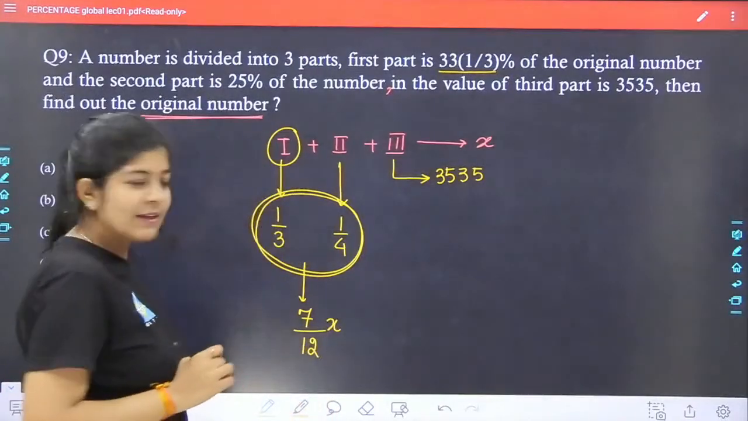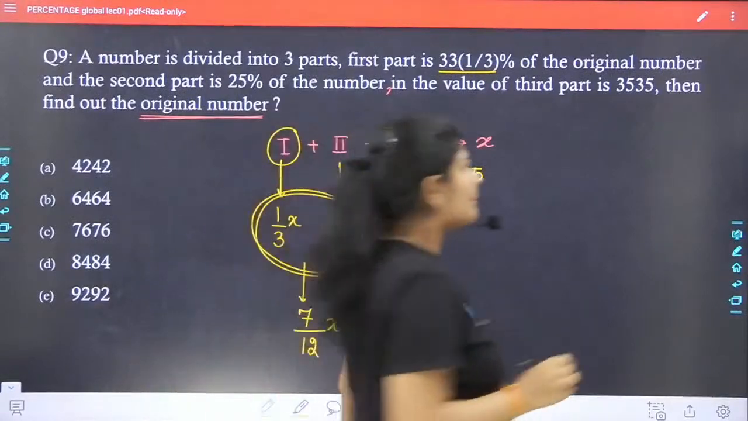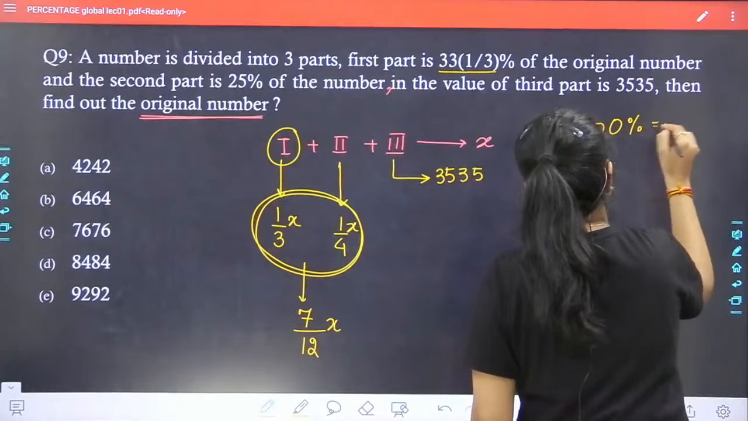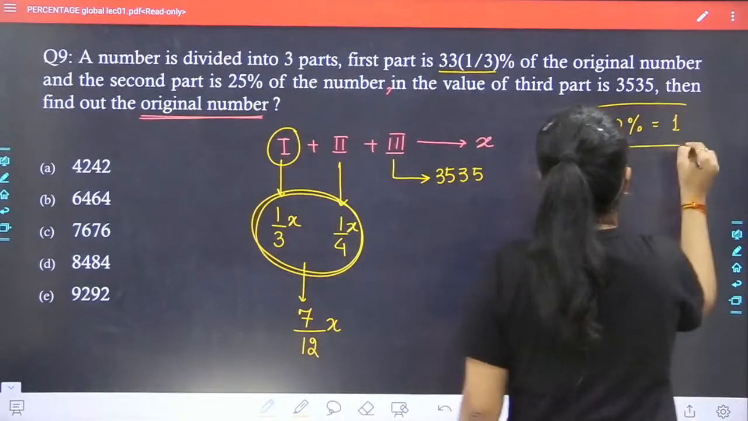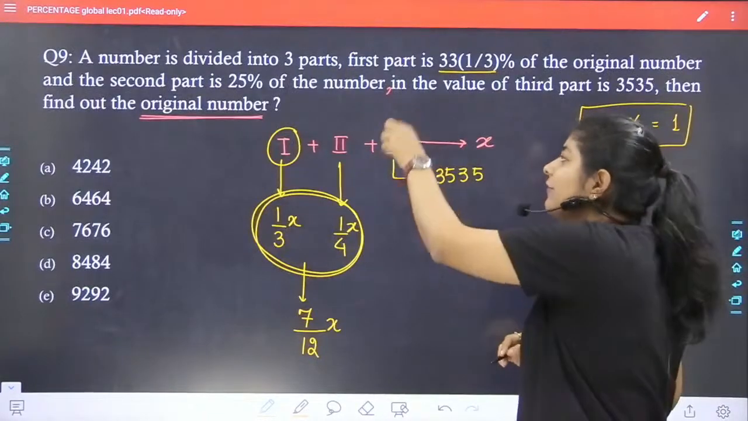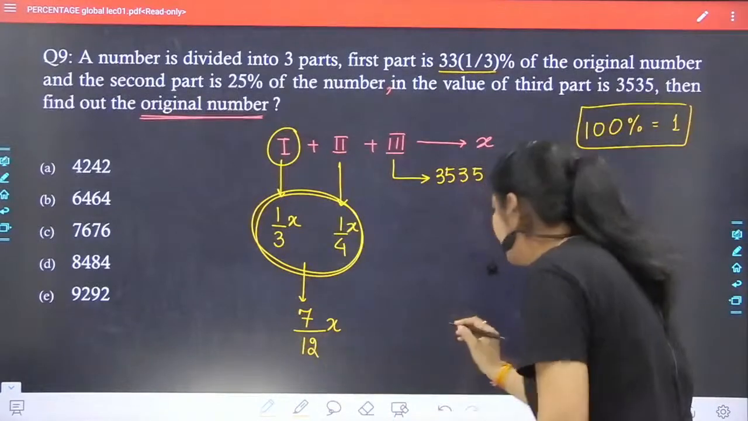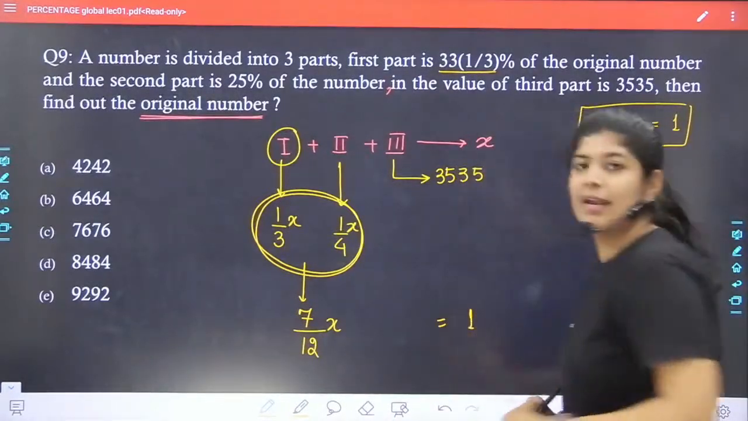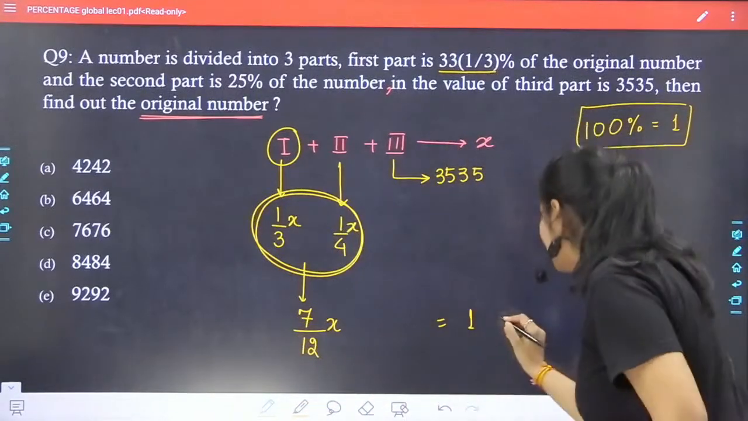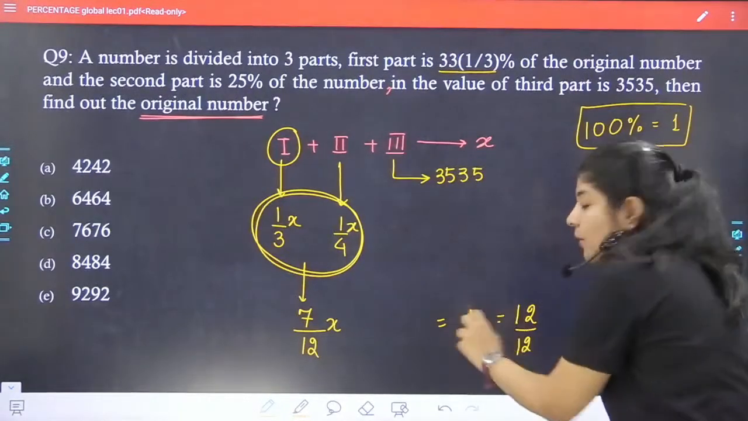7 by 12 is my answer, right? But we know 100% is equal to the 1 in the fraction. That means if I add the third part, or we can say if I add the fraction of the third part in this particular number, we will get 1 as our answer. That means if I am having 12 in my denominator, what will I need? I'll need 12 by 12 just to make it as 1.